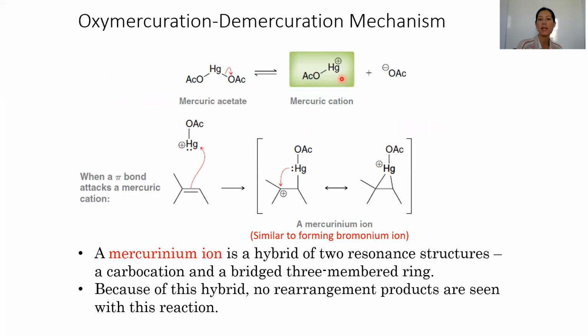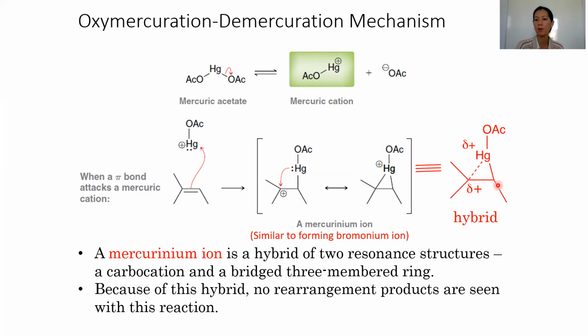Here's your mercury reagent, mercuric acetate. And this can essentially be an electrophile. Your double bond is going to add into the mercury acetate. And what's special about this is this locks down into a 3-member transition state. So these are both resonance structures. And this is actually similar to forming the bromonium ion. So the hybrid structure is shown here as the 3-member transition state, and that locks this in place.